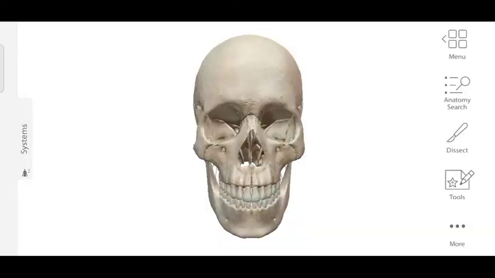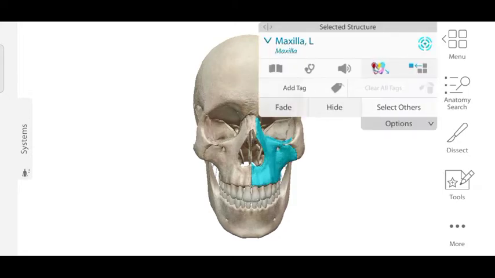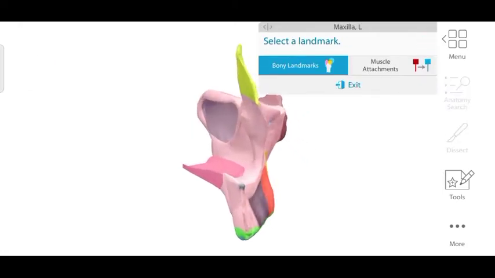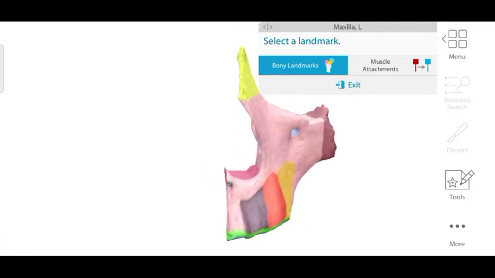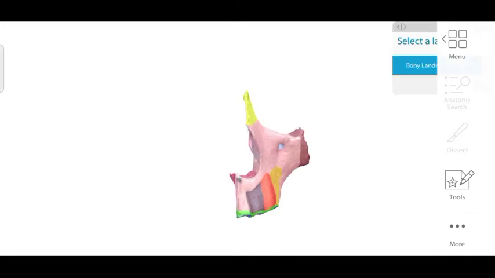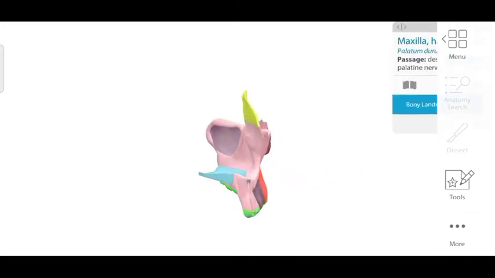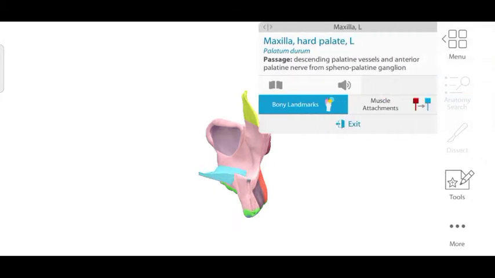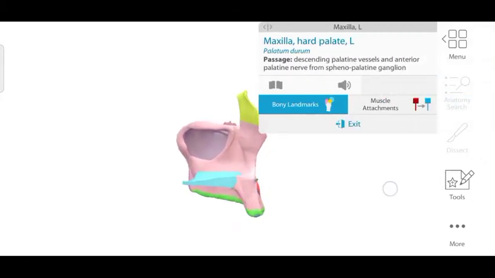This is the 3D model of the skull, and we focus on the maxilla of the left side. We have two maxilla bones, right and left, and we'll be focusing only on the maxilla of the left side. In the maxilla of the left side you can see many bony landmarks. The most important to concern over here is the palatal process of the maxilla. So let's look at the palatal process. This is the palatal process which forms the hard palate.